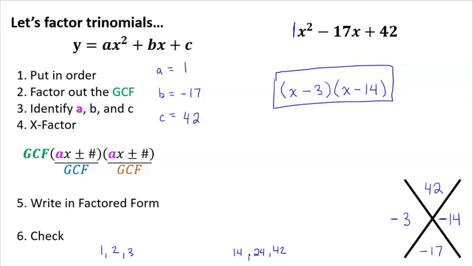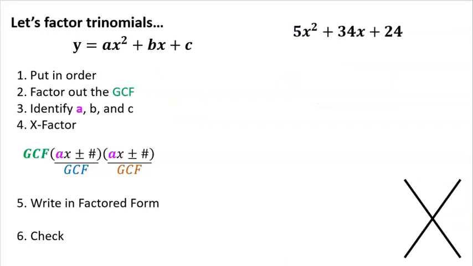And then if you need to go back and check it just to check your work, you would go through and do FOIL or your box method, and then go through with distributing and seeing if you get your original equation, which we do. So now let's try another one where A isn't 1.